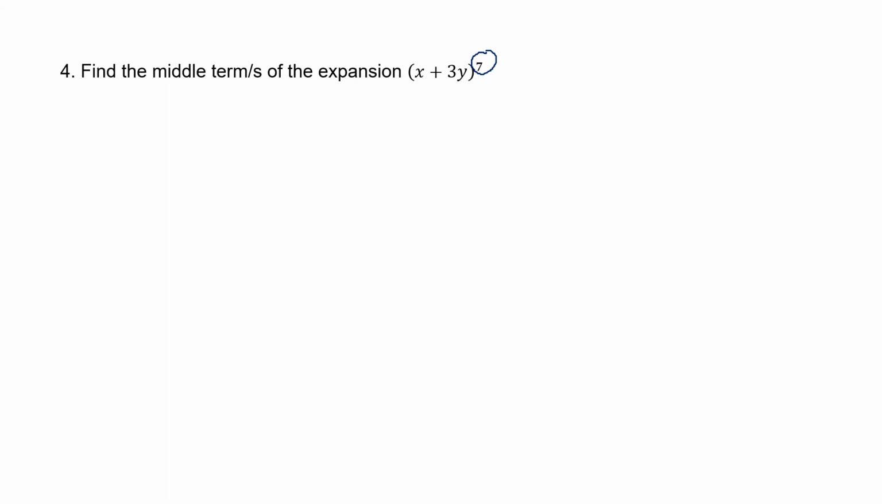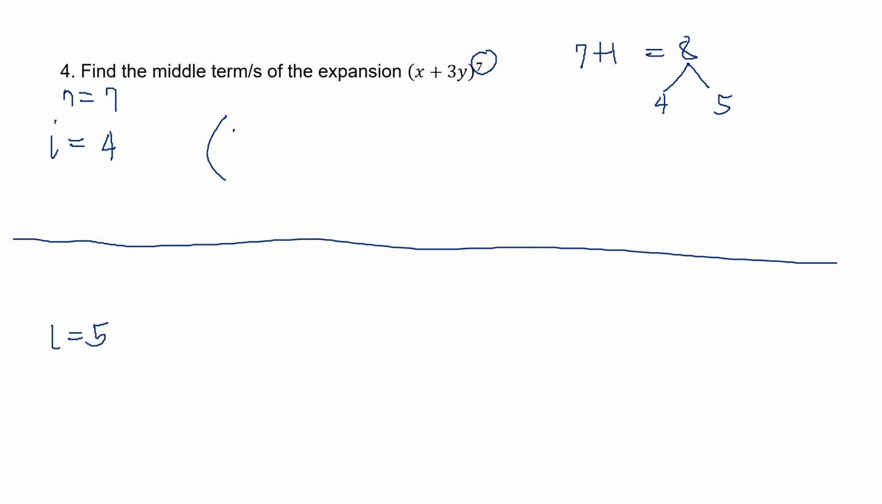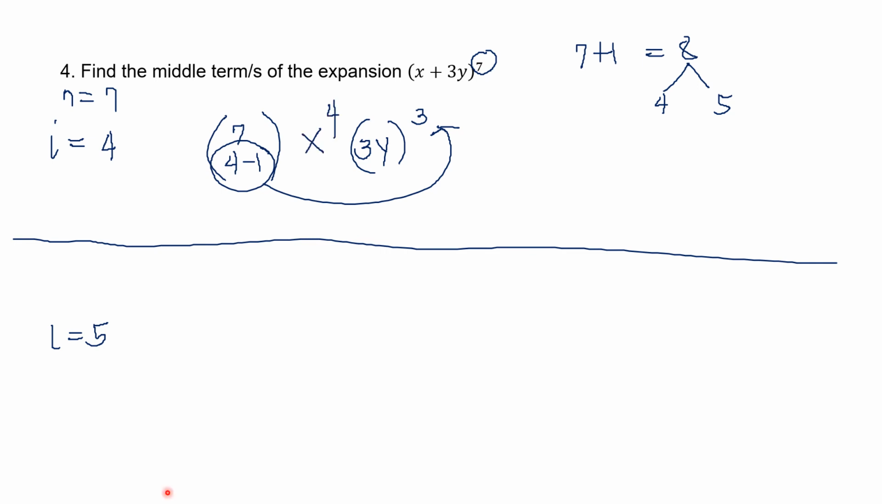Since n is equal to 7 here, so we expect 7 plus 1, 8 terms. Since that is 8, we have two middle terms, the fourth and the fifth. Therefore, i here is equal to 4 and i is equal to 5 with n that is equal to 7. So we start solving the fourth term. So this will now be 7 taken 4 minus 1. And since this is equal to 3, then immediately 3y quantity will now be raised to 3. And this is x raised to 4. And the reason is because we need to complete 7. So 4 plus 3 is equal to 7.